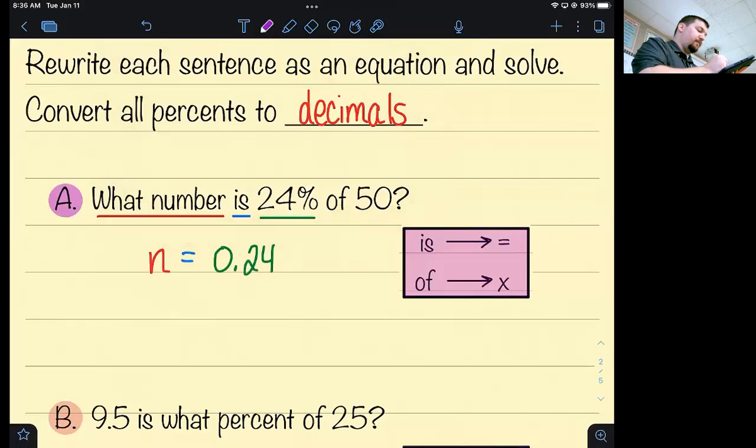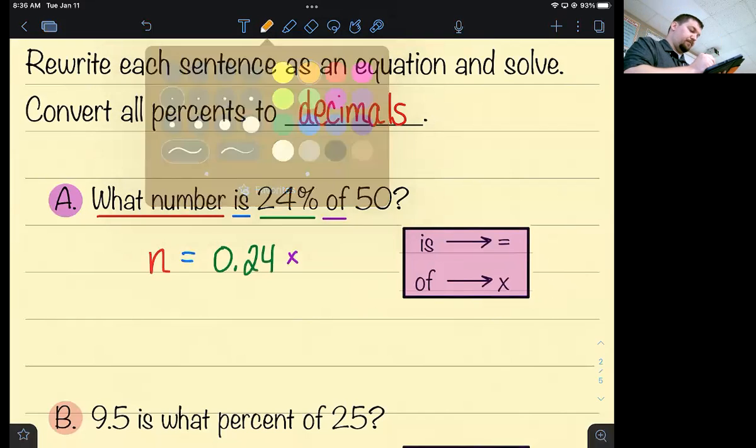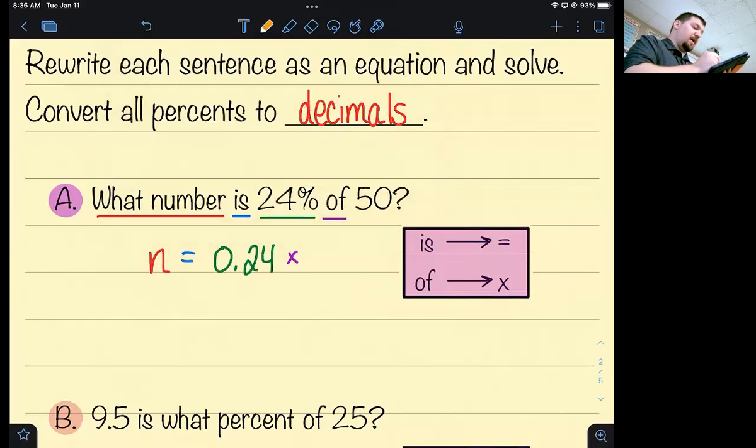Underline the word of. Of means times. So put a times symbol down. And then underline the number 50. 50 is just a number, so it doesn't need converted. We don't need to move any decimal point. It's not a percentage. So literally just write the number 50 down.